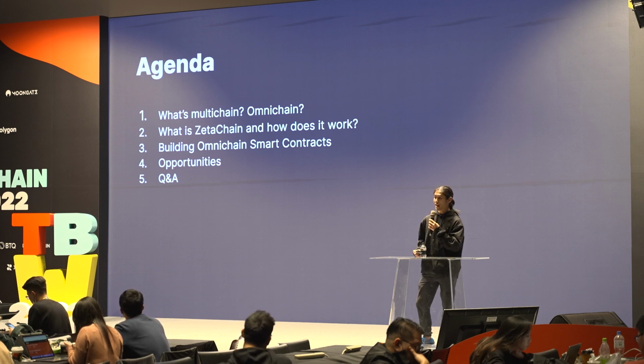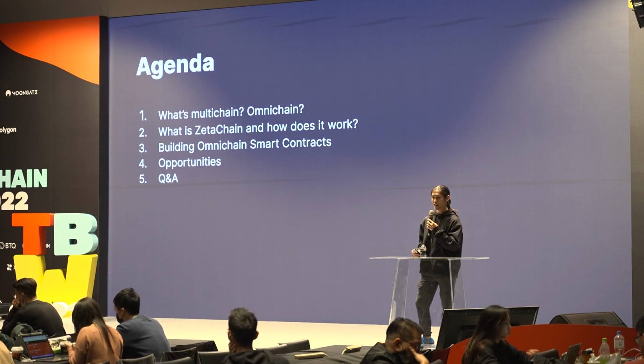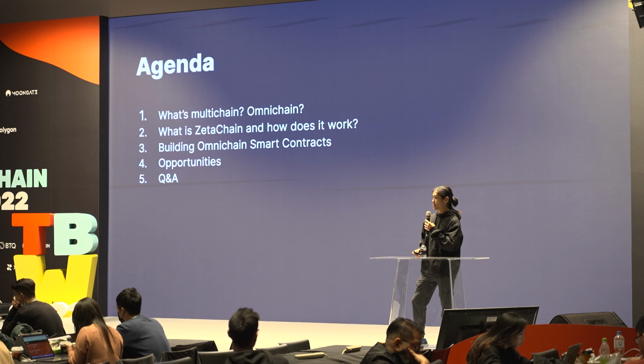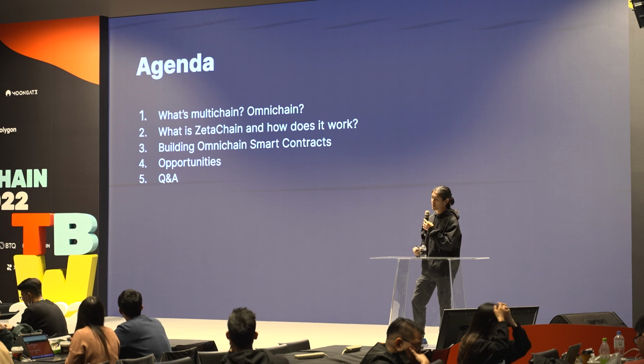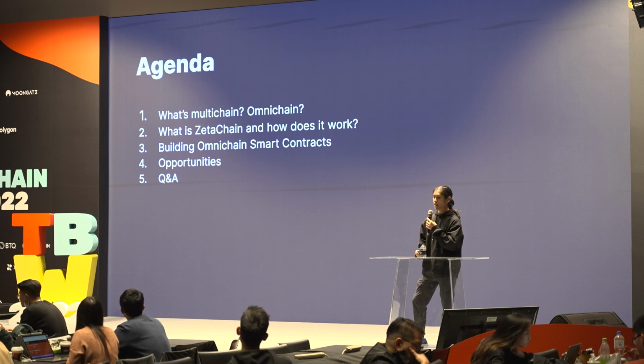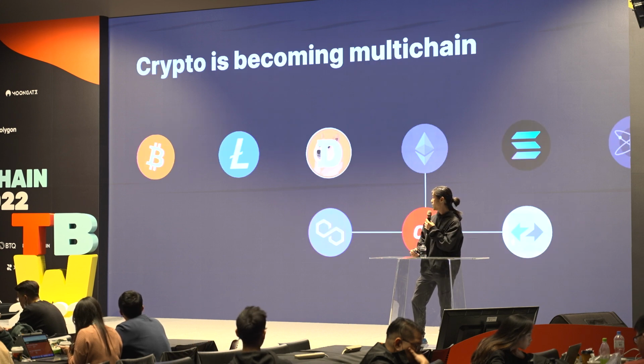Today, I'm just going to go over a broad look at what multi-chain, Omnichain is, go into what ZetaChain is building and how it's trying to solve some of the problems in that space, and then get into a few examples of how you might build something. We're calling it Omnichain Smart Contracts on top of ZetaChain. And then afterwards, I'll look at a few potential opportunities that might be interesting for you guys, as well as Q&A. And I'll also be around a bit after if you guys want to chat about anything.